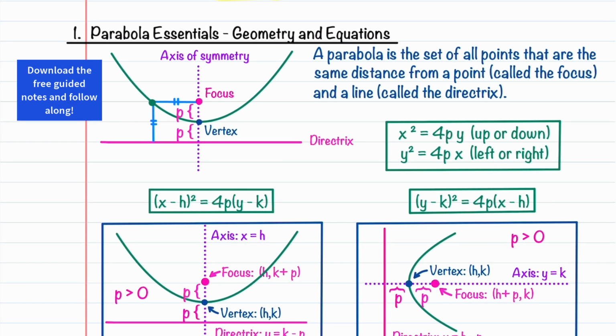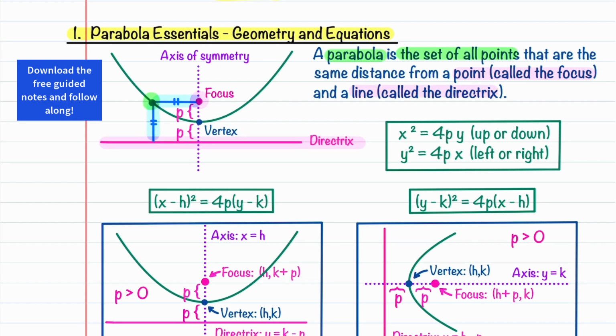We'll begin with some parabola essentials, what they look like, and the types of equations that describe them. A parabola, pictured here in green, is the set of all points that are the same distance, that's this distance here, from a point called the focus and a line called the directrix.